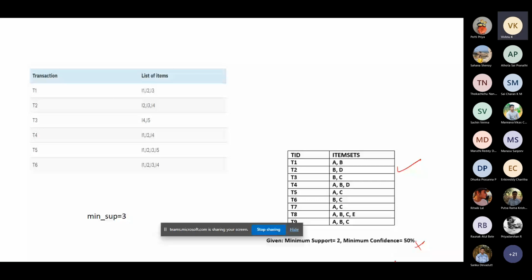Ma'am, total 3. C3, L3. Yes, and L3 will be null, so we'll take the previous one. So L2, L2 is the final solution.